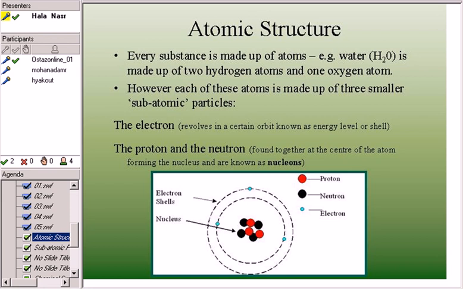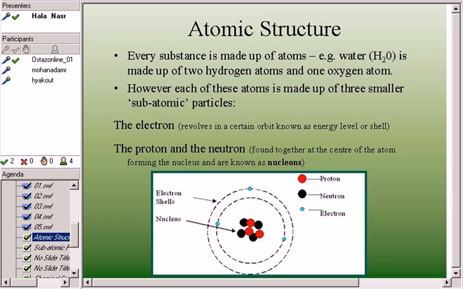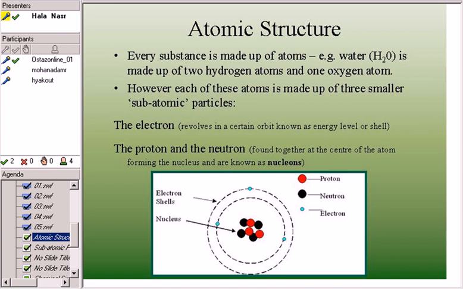Here is the atomic structure. As you see, the red circles are the protons. Now, excuse me, the black ones are the neutrons, and the very tiny small ones are the electrons. As you see, each electron has its own orbit, the same way as a planet.